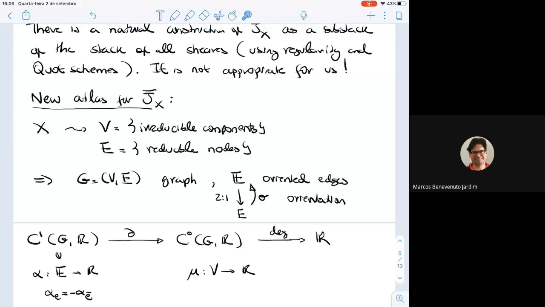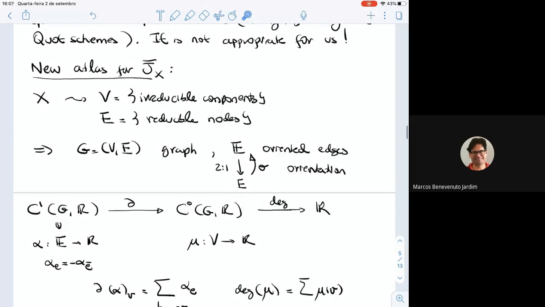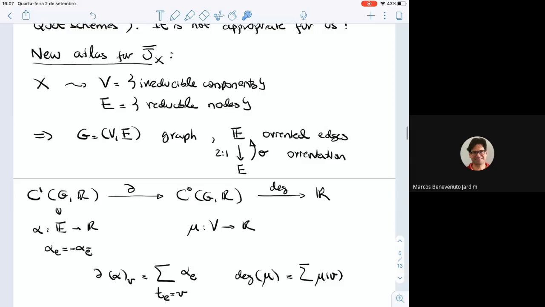So we have these functions and we have these two maps. The degree map is just the sum of the values of my function mu. And this D map takes into consideration the structure of the graph. So D of alpha is a function on V that takes the value which is the sum of the alpha_e for all oriented edges that have V as target. So you look at all the edges that contain V, look at those with orientation that points to V, and you sum the alpha_e. So that's the cochain complex, without the degree here, of the graph.